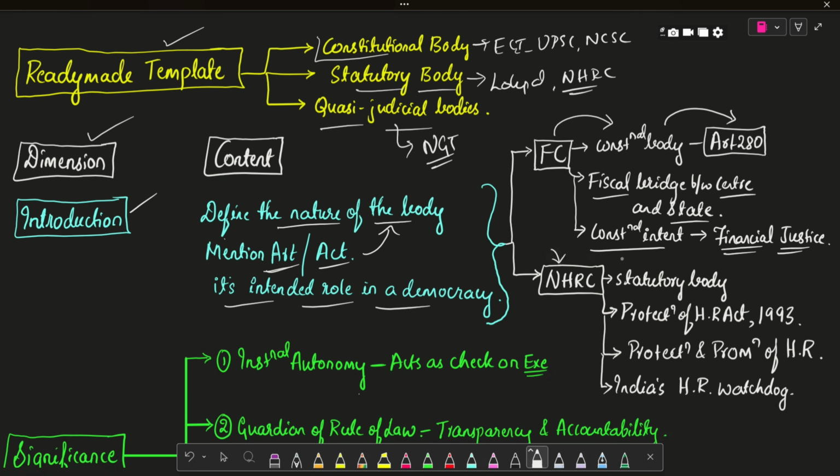As an example of a statutory body, that is National Human Rights Commission, you can start with: NHRC is a statutory body created by the Protection of Human Rights Act 1993, which deals with protection and promotion of human rights. It is often referred to as India's human rights watchdog. Now we will see what is the significance of these bodies.